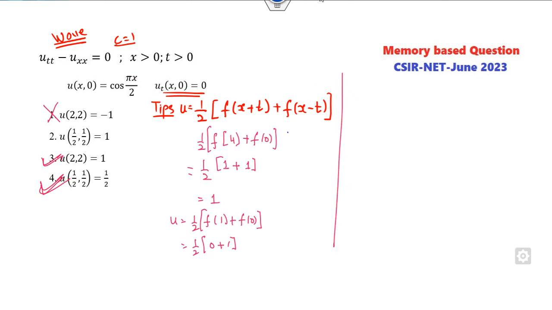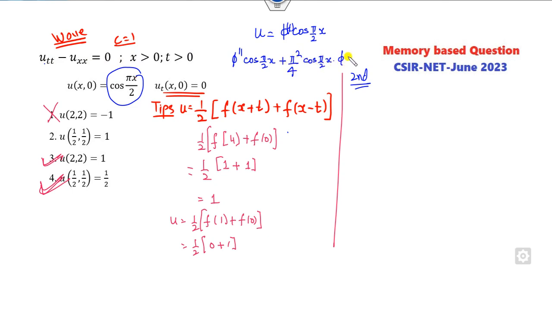What is the second method that I told you in my shortcut tricks video? Whatever is here, you can consider this as phi. If you don't remember this formula, then you can write it out. Now you can substitute here. This phi is a function of t. So the second derivative of cos pi by 2x is minus pi square by 4 cos pi by 2x. Phi double dash plus pi square by 4 phi is 0. So the solution will be c1 cos pi by 2 t plus c2 sine pi by 2 t, this is the function of t.